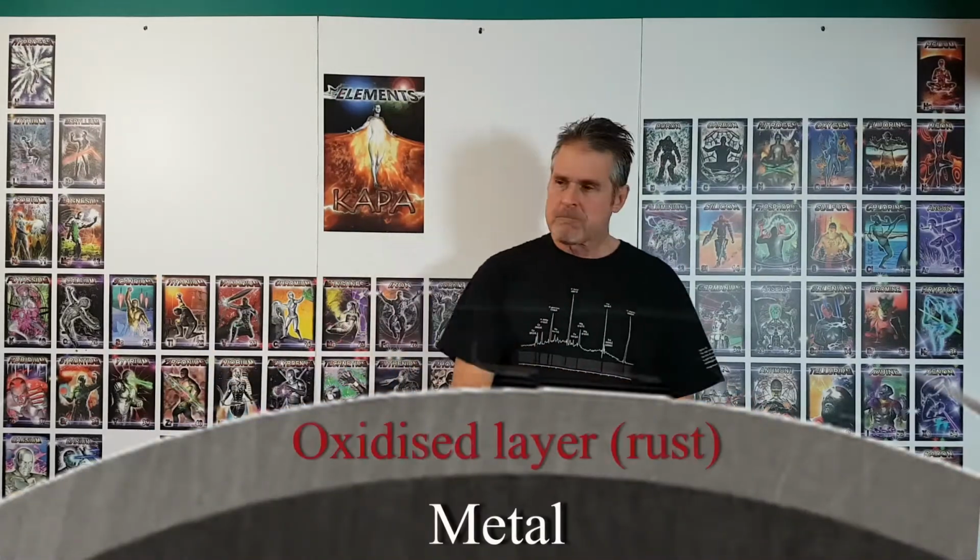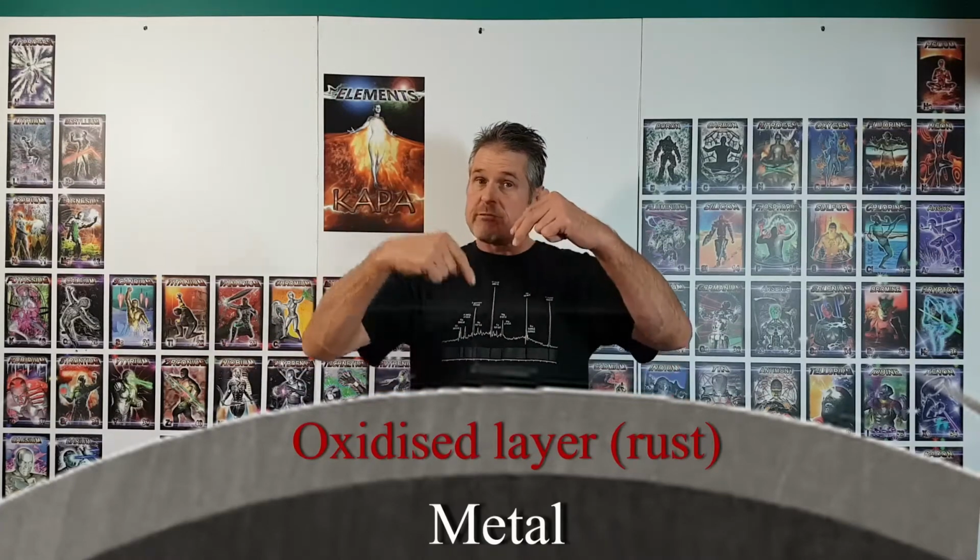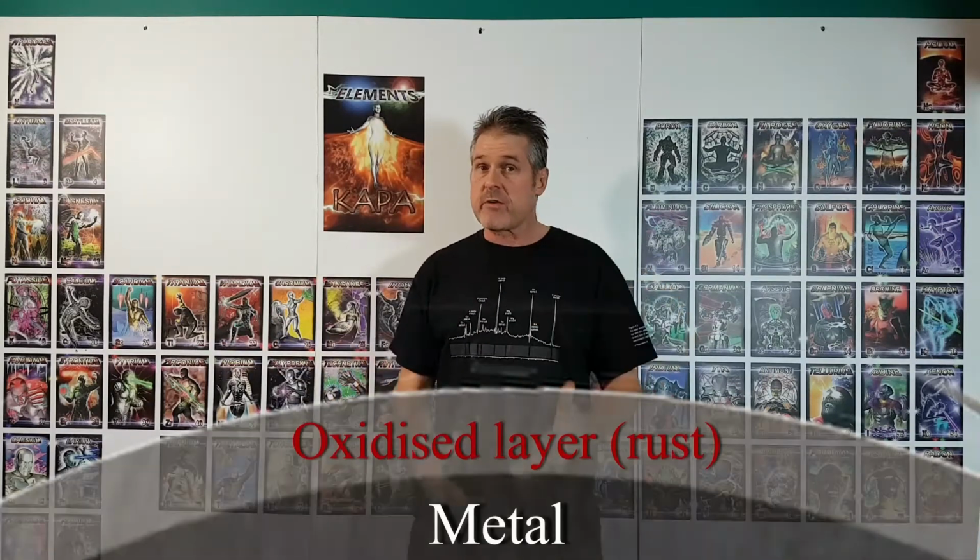Anyway, but not all rust is bad. In fact, a thin layer of rust called oxidization, have a look at this, here's some metal, here's a thin layer of rust. And that thin layer of rust will therefore protect the stuff underneath it from further damage. And that's what they use yttrium for in aeroplane fans.